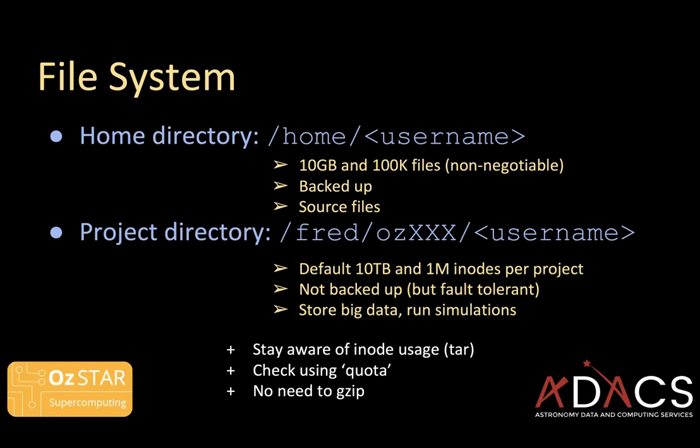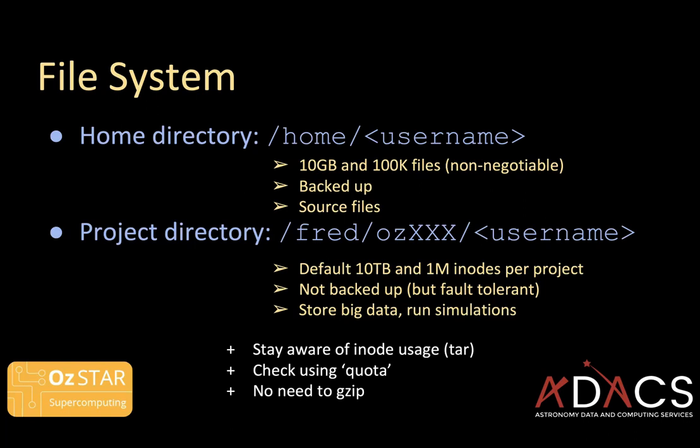Project directories are not backed up, but they are designed to be fault tolerant. So it would need quite a catastrophic sequence of disk failures for us to lose data, but it's not out of the question. So make sure that if you've got data there that you really need, try and find an alternative location to back that up. It is certainly the place where we suggest you store big data and you direct your simulation output into your project directory and so on.